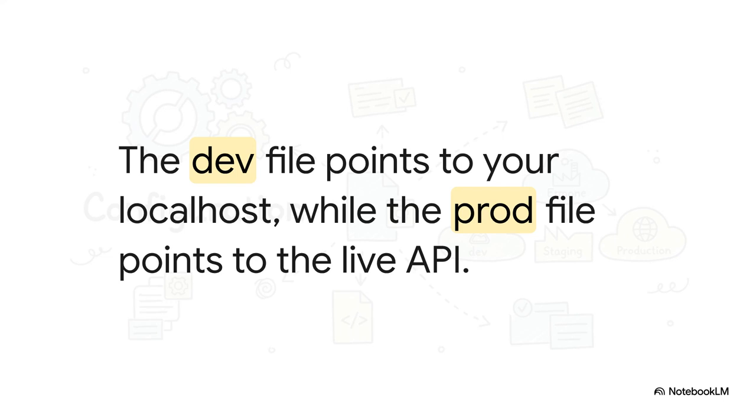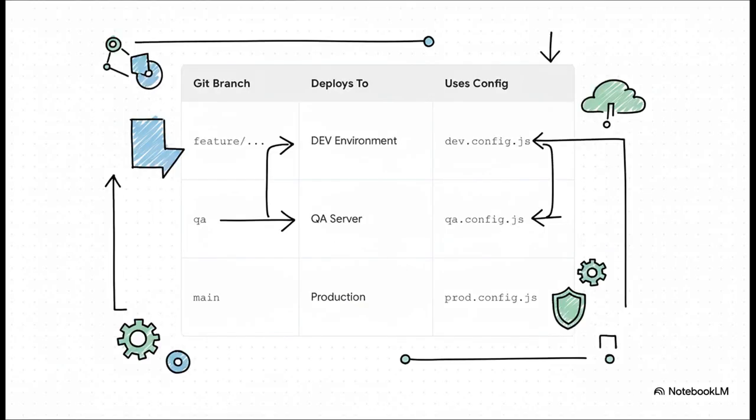So your dev file will have the localhost URL, and your prod file will have the live API URL. When you go to build the application, your deployment pipeline is smart. It intelligently picks the correct .env file based on the branch, making sure the right URLs get baked into the final code. This right here gives you a complete mental model of a professional workflow. As you can see, a feature branch that deploys to the dev environment and uses the dev config. The QA branch that goes to the QA server with the QA config. And finally, the main branch deploys to production using the production config. It's clean, it's predictable, and most importantly, it's safe.